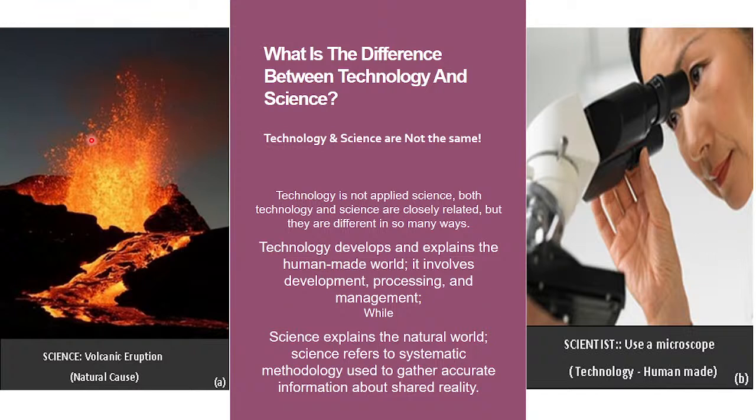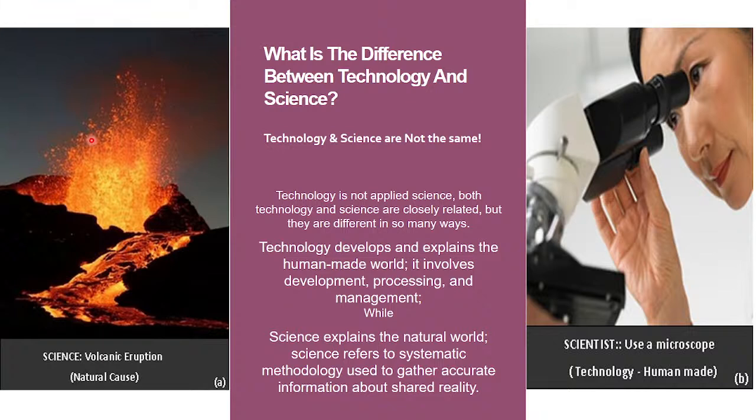One way, technology develops and explains the human mind, while science explains the natural world. That's why science explains. Technology develops and explains the human mind. Science doesn't develop; science doesn't develop the nature of nature. Nature is already existing, and then science explains the entire nature.